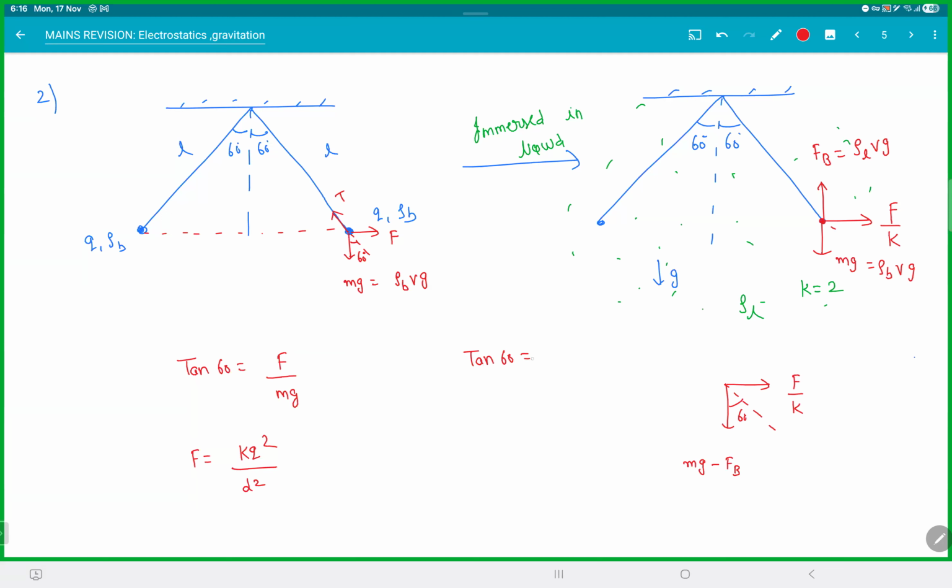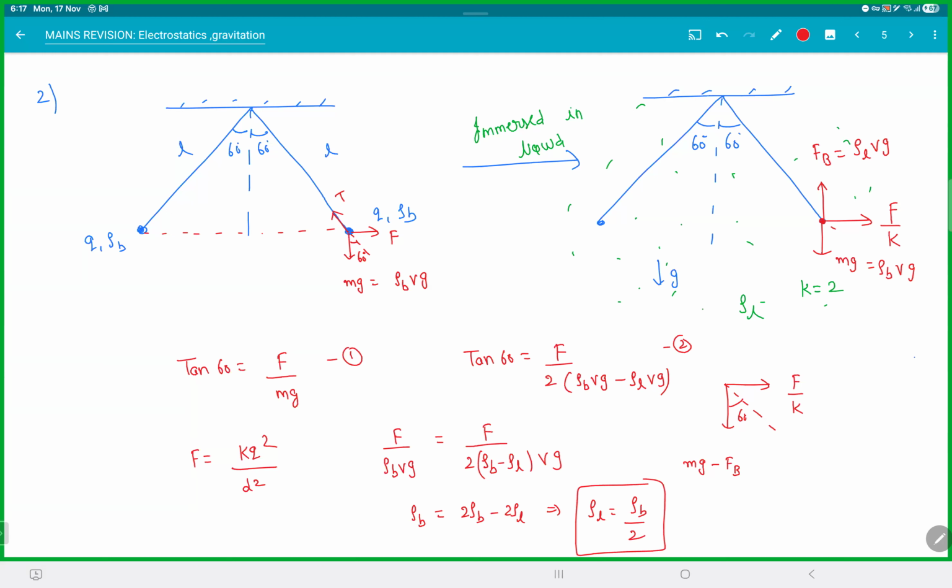So tan 60 will be F by K, which is F by 2, over mg minus buoyant force, which is rho body volume g minus rho liquid volume g. So this equation and this equation are equal. So I actually don't need F's value also. If you equate them, you end up with F by rho B Vg is equal to F by 2 times (rho B minus rho L) Vg. F goes off, Vg goes off. You are stuck with rho B is equal to 2 rho B minus 2 rho L. So rho liquid will be rho body by 2, half of the density.